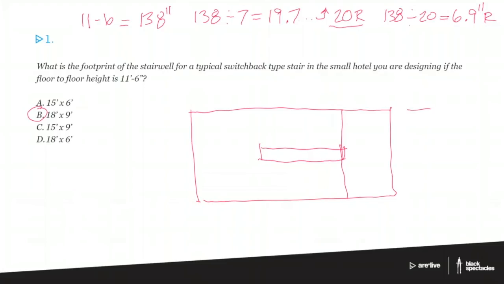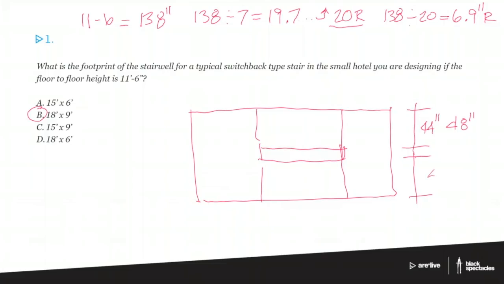So here's my stairwell, and if I put a couple of dimensions on here, that dimension is going to be a minimum of 44 inches. It's possible in certain municipalities that might actually be 48 inches. So both of those are possibilities, but typically 44 inches is considered the minimum egress stair width.